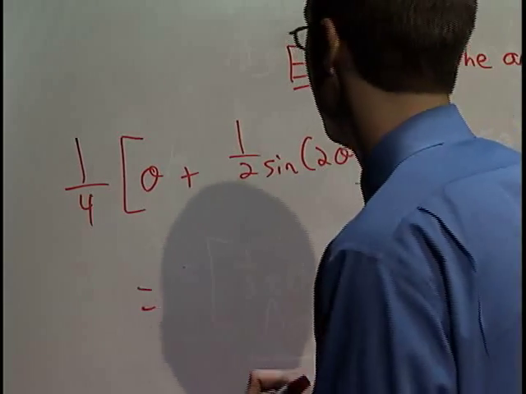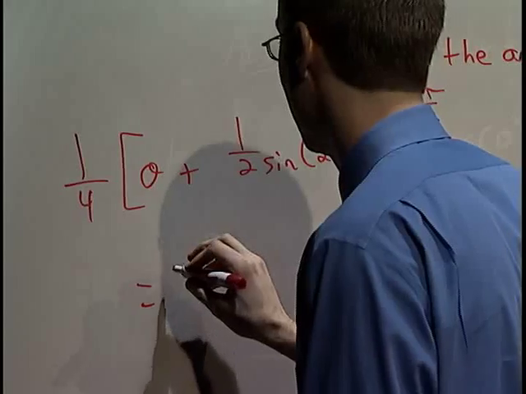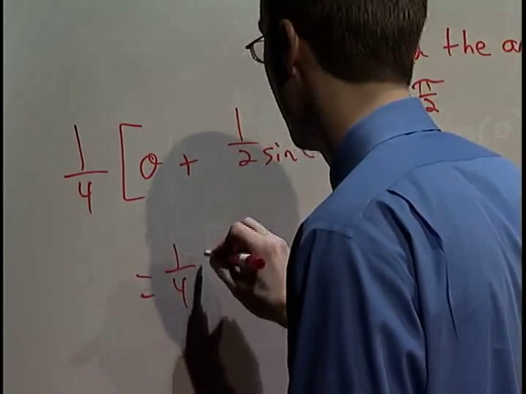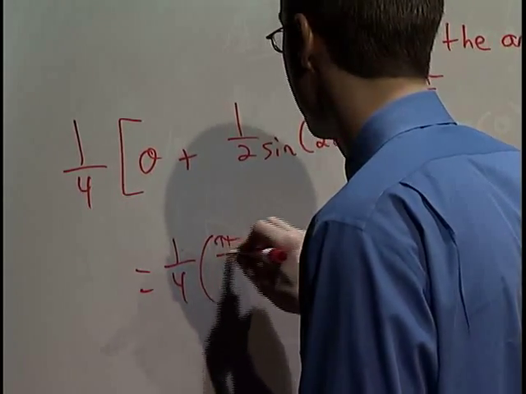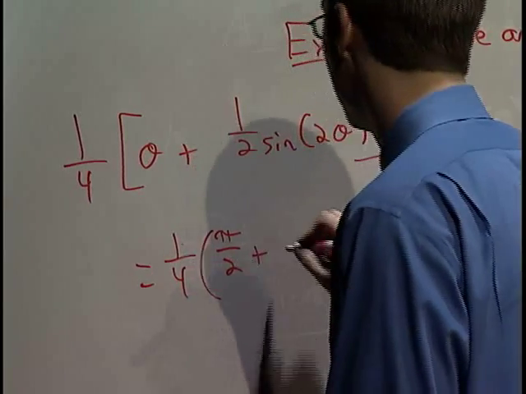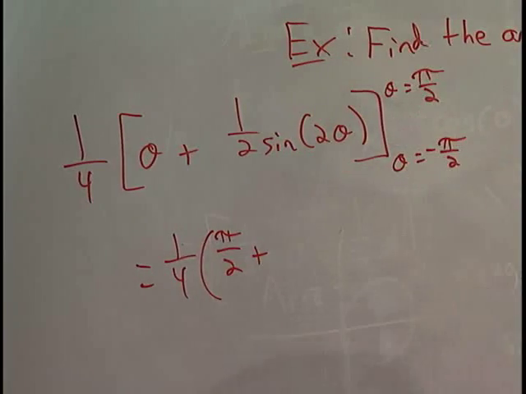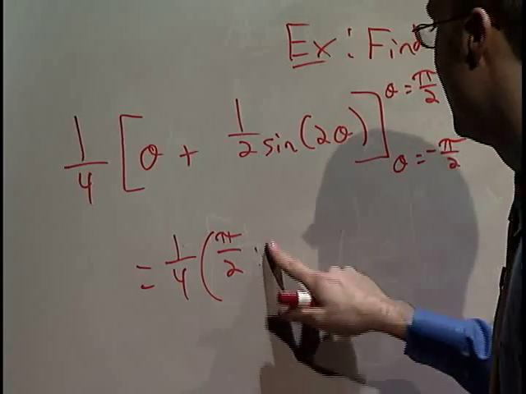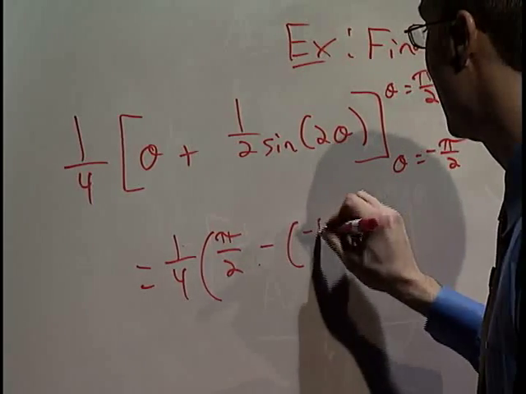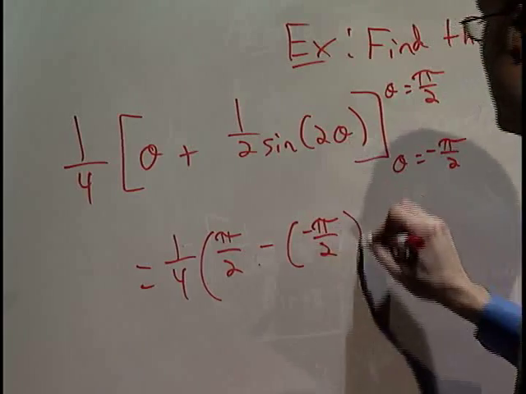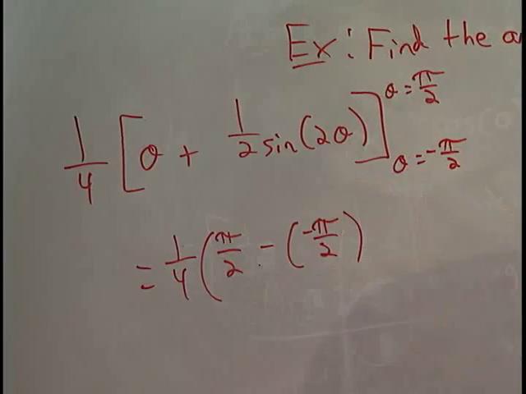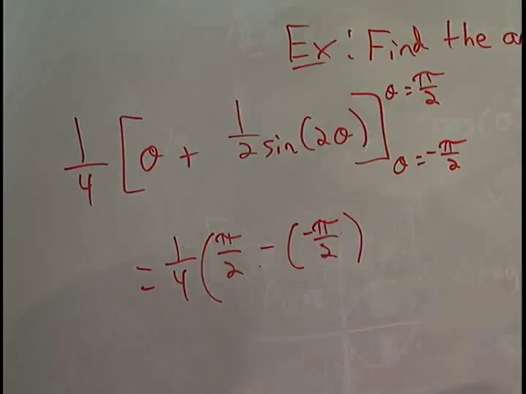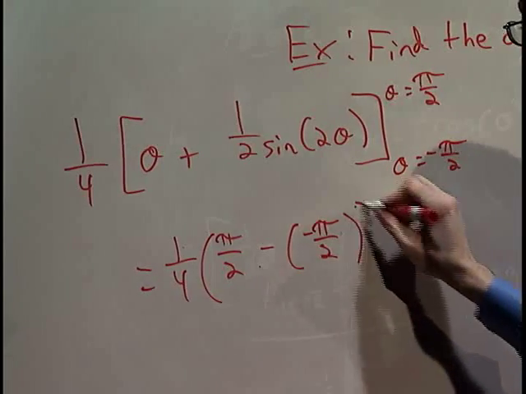And let's see here. So when you crank that out, what do you get? You get 1/4 times pi over 2 plus, let's see, so sine of 2 times pi over 2 is sine of pi, which is 0, so that goes away. And then we get a minus negative pi over 2. And when I plug in a negative pi over 2, you get sine of negative pi, which is also 0. So this works out nicely for us.